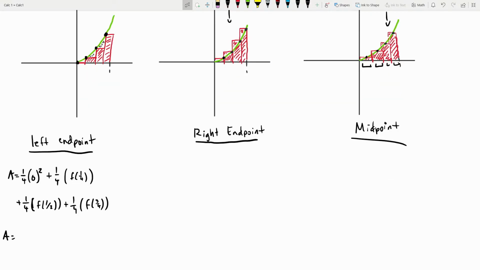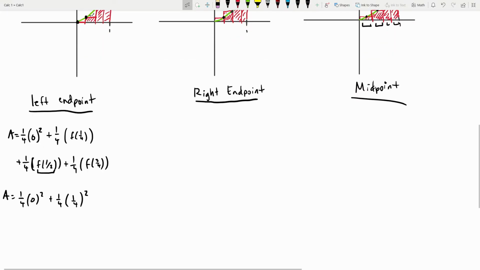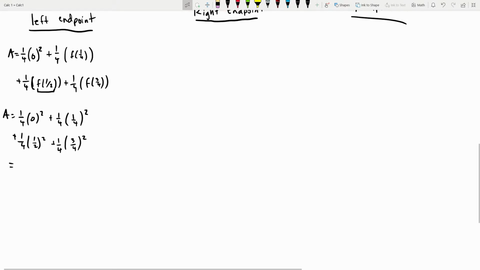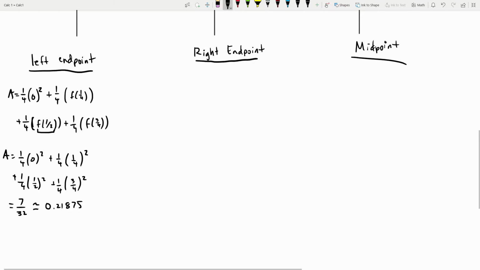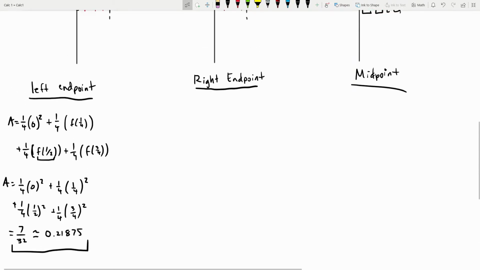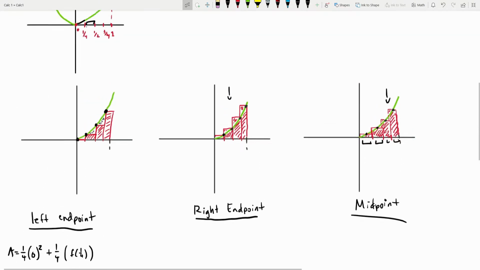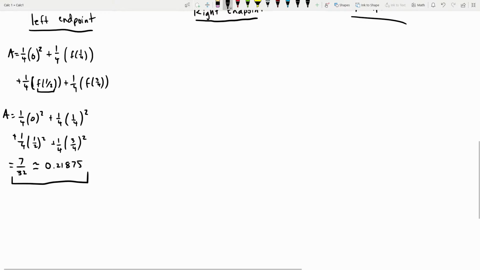So now let's go on to simplify this function notation and actually figure out what these values are. So again, we're going to start off at 0² plus 1/4. F at 1/4, we know that the function is x squared, so this would be 1/4 squared. And we're going to do that for every function notation that we see here. So there we go, we have simplified the formula, and if we go on to calculate this, it will end up being 7/32, which is roughly 0.21875. So there we go, we have calculated the area under the curve using 4 rectangles and using the left endpoint of them. So obviously this is going to be a bit of an underestimate.